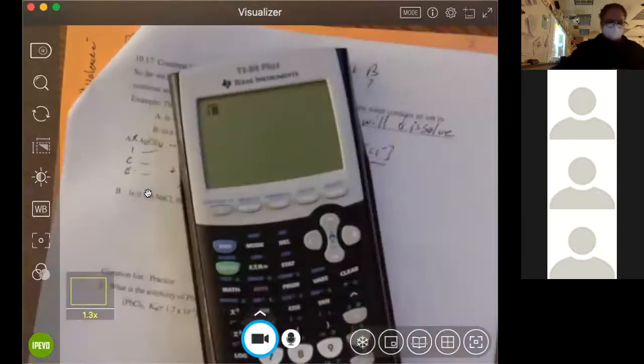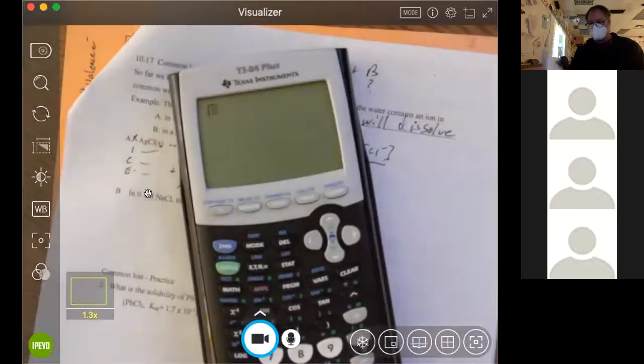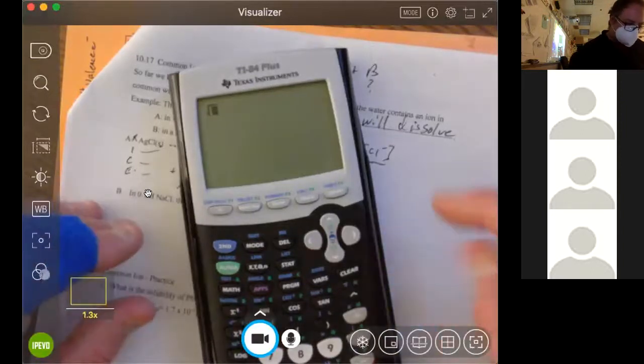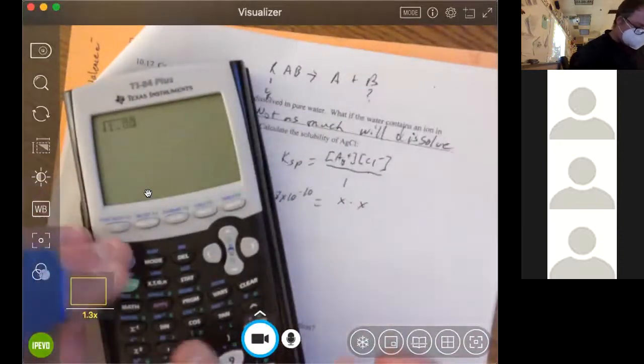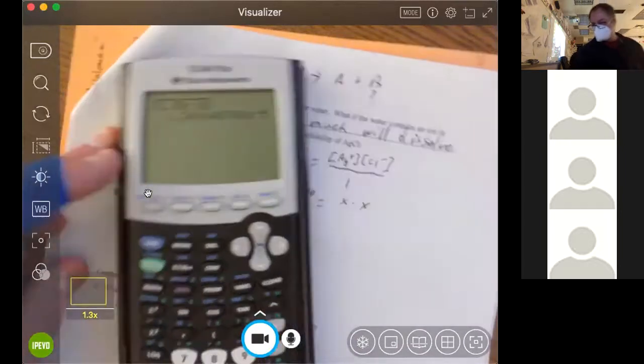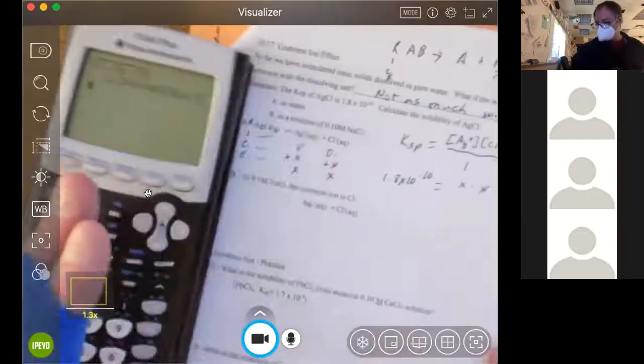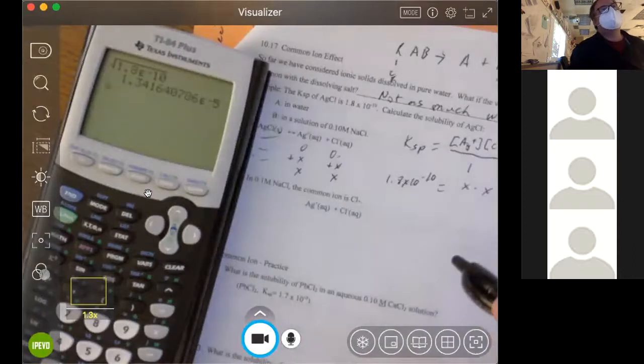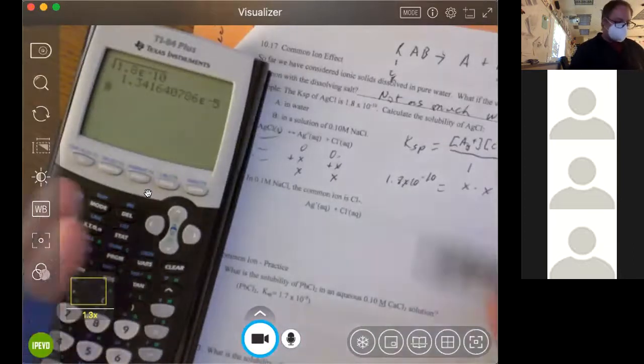And I noticed on these calculators, and I don't know if you guys have the same version as me, that the cube root and stuff like that is hard to find on these. I thought that kind of stunk. You have to go under math. But square root of 1.8 times 10 to the negative 10, I got 1.34 times 10 to the negative 5th.